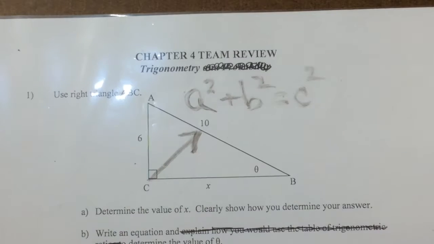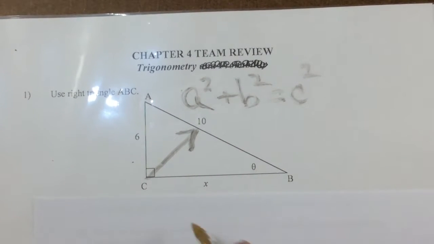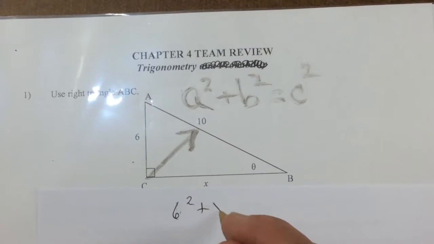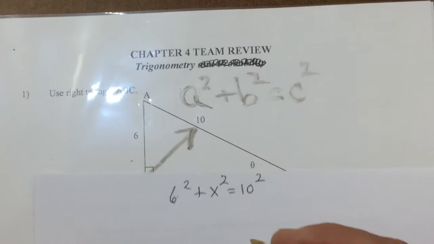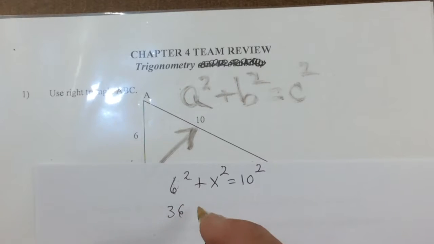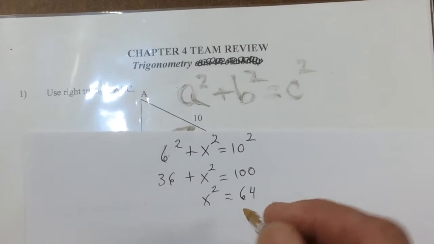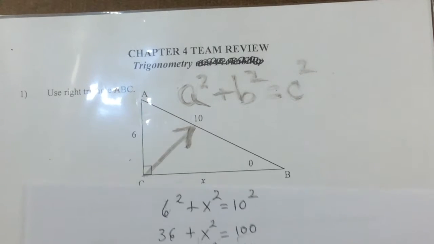But in this case, we don't have that. We just have this. 6 squared plus x squared equals 10 squared. 36 plus x squared is equal to 100. x squared is equal to 64. x is equal to 8, because I took the square root of both sides.